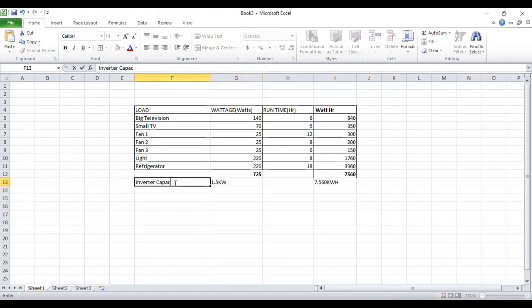So fine. Now next, we've already gotten our daily load consumption, which is 7.56 kilowatt hour. Then the next thing you'll be discussing with your client is, I've gotten your daily load consumption. Now, I want you to choose the type of battery you want me to use for your project.